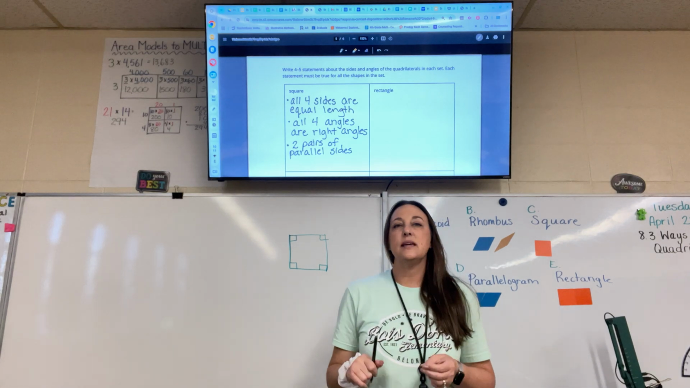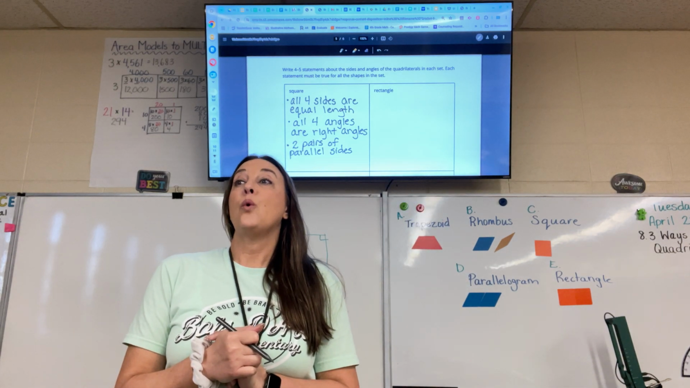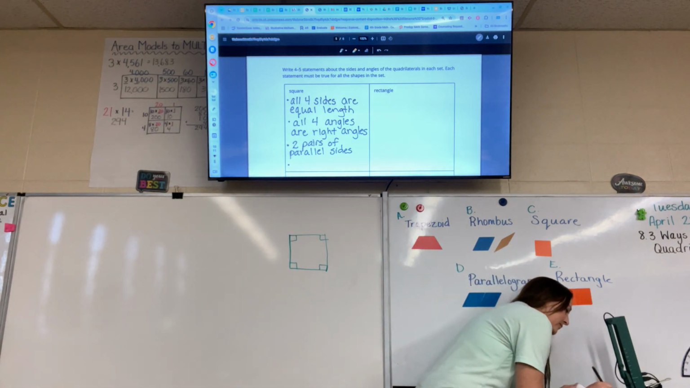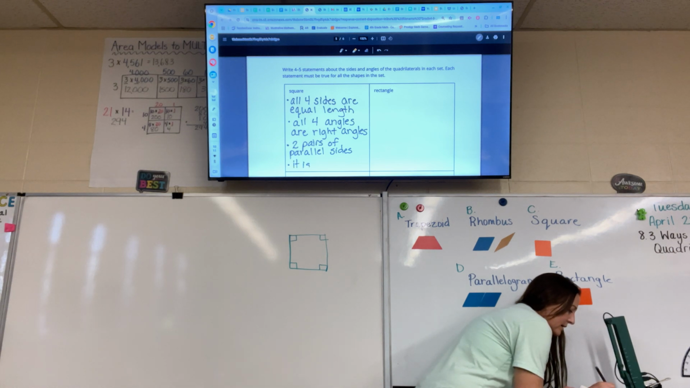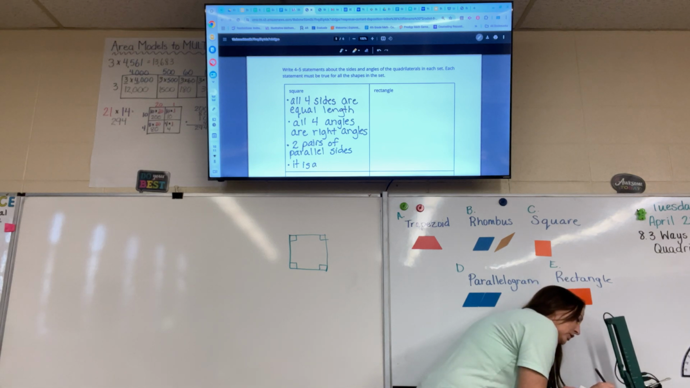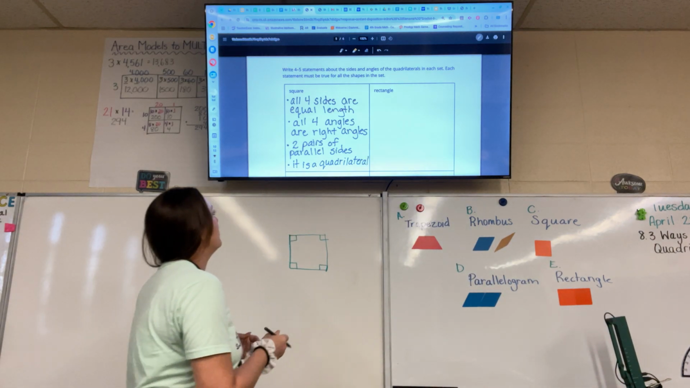Okay, and the last thing, this figure is a quadrilateral. So it is a quad, and that's spelled quadrilateral. Okay, it is a quadrilateral.